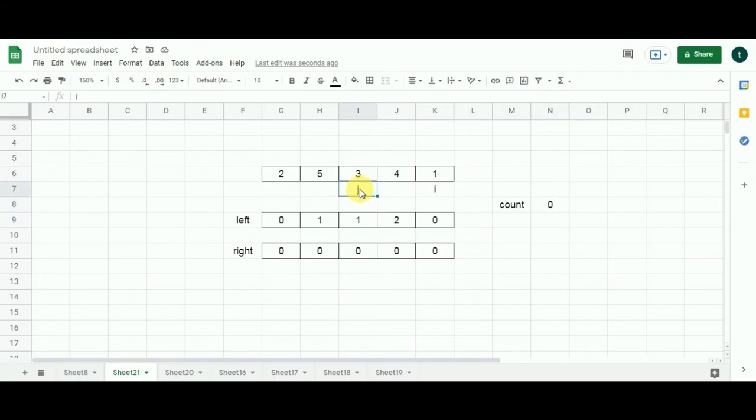And j moves one cell to the right again. Here we have 4. Is 1 greater than 4? No. So this variable stays as it is. Now the value here is already 0, so no need to populate 0 over here. Alright, so we have filled the left array. Now we will fill the right array.